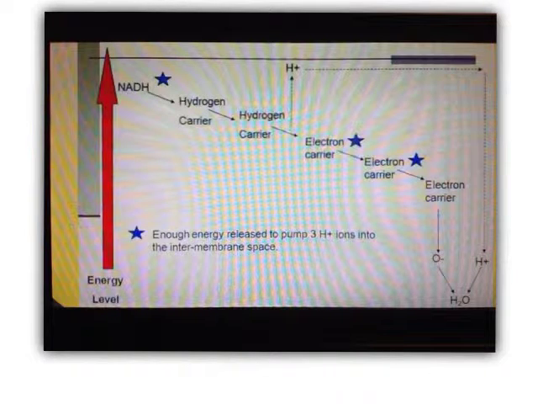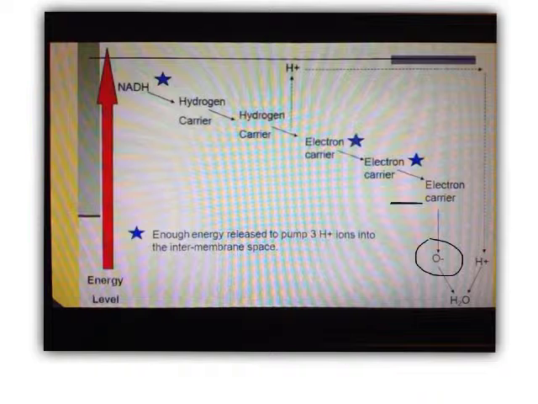At the end of this, here what we've got now is an electron carrier with an electron on it. It needs to get rid of that electron. And what does it do? Well, it adds it to oxygen. Oxygen has an affinity for electrons, so it will pick that electron up quite happily and it'll give it a negative charge.